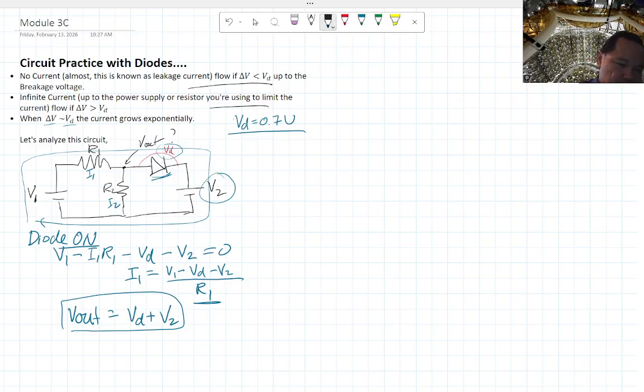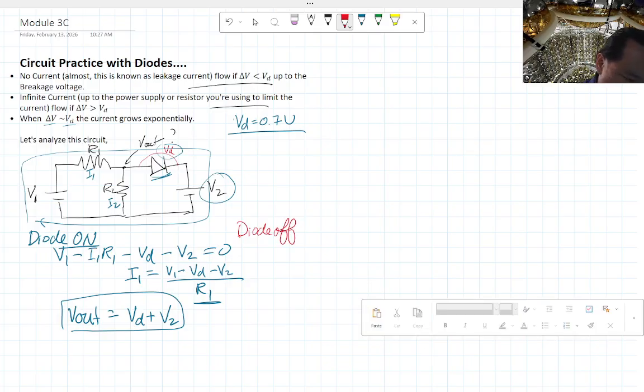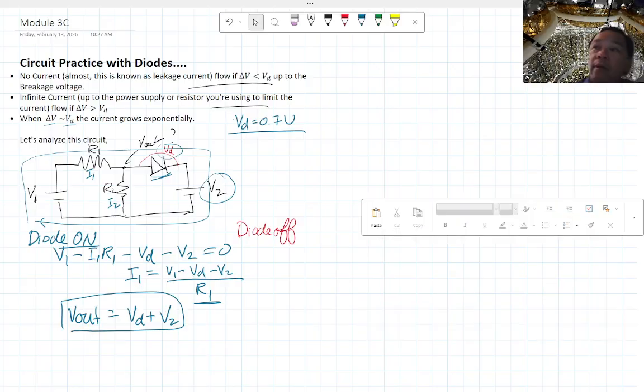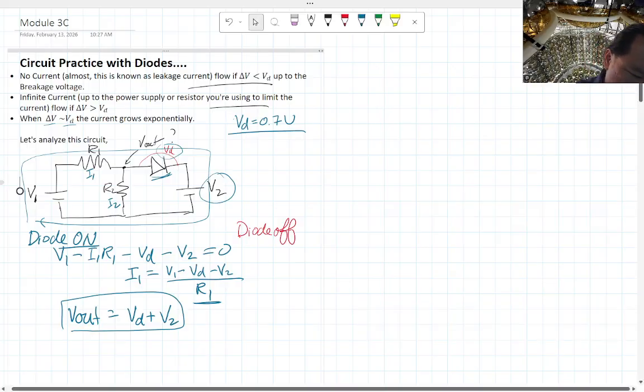So let's do the case where the diode is off. The diode off case. In that case, in fact, I'm going to redraw this diagram. I think that's enough space, yeah.